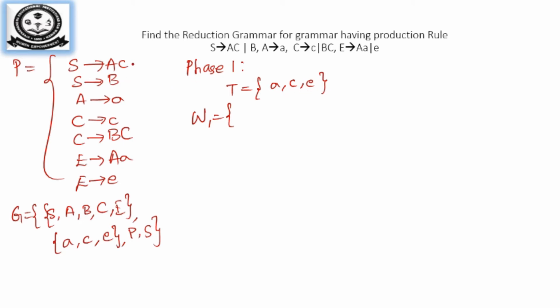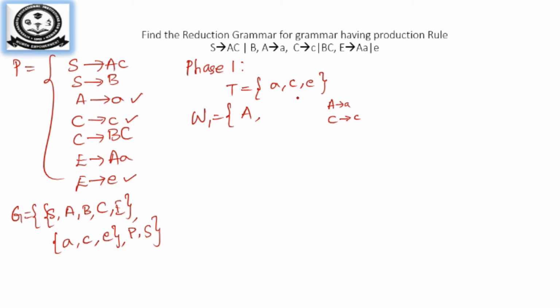So we'll start with S. S is not deriving any terminal symbols, so we don't have S over here. The second one is A, which derives small a, so we'll include the non-terminal variable A. Then we have C, where C implies small c over here. Then we have another production, C implies capital B and capital C, which is not included. Then finally you can see E derives e and E derives AA.